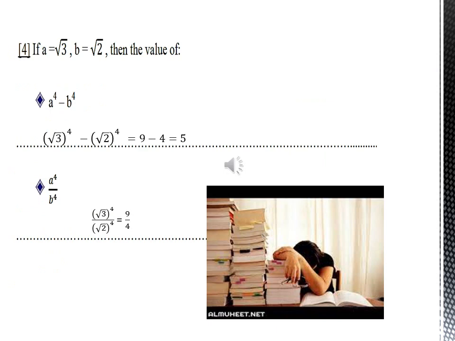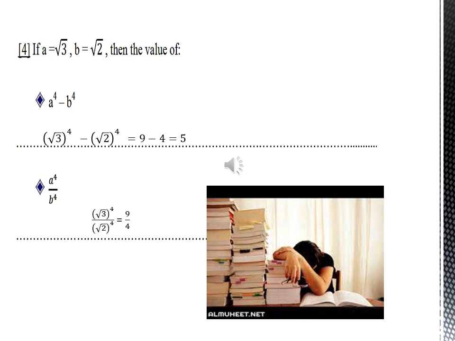If a equals square root of 3 and b equals square root of 2, then what is the value of a to the power 4 minus b to the power 4? We must take the value of a, which is square root of 3, and put square root of 3 all to the power 4, and the same for b, square root of 2 all to the power 4. Then after we solve this, the result will be 5.